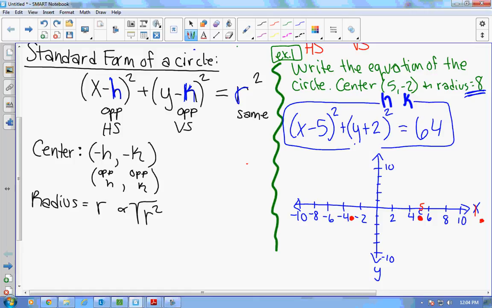Now we need to do the verticals from the center. What is the y-coordinate of this center point? Negative 2. So we need to do negative 2 plus 8 and go up. Yep, 6. So go straight up from the center and put your point at 6. We also need to do negative 2 minus 8. We're going down. What is negative 2 minus 8? Negative 10.